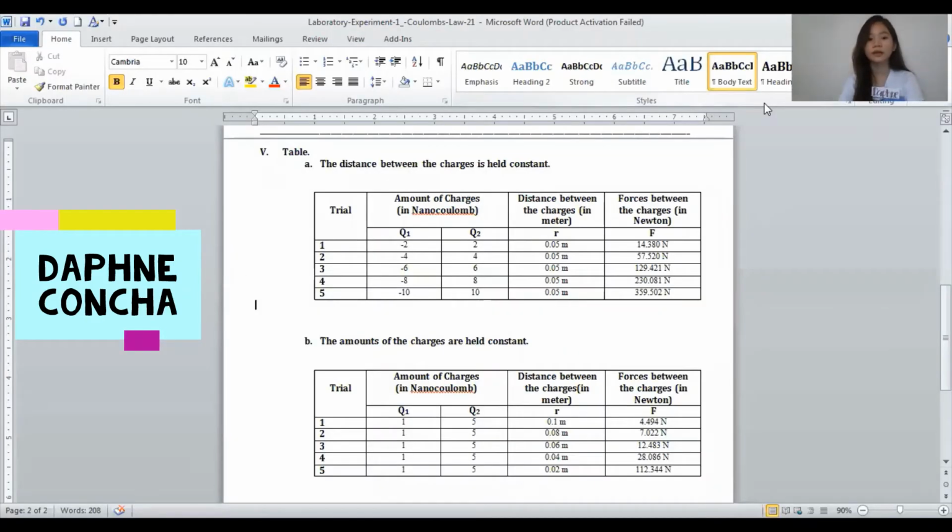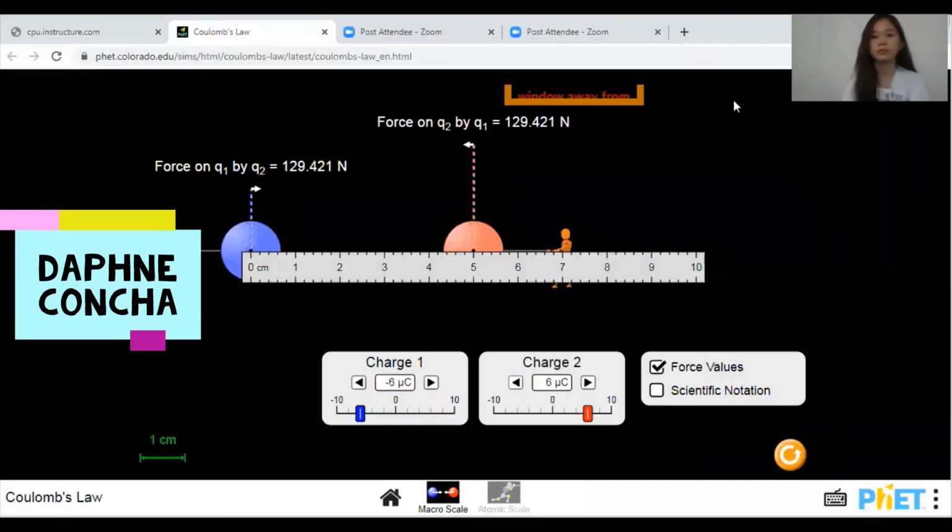For trial 3, the amount of charges for Q1 is equal to -6 and Q2 is equal to +6. The distance between the charges is equal to 0.05 meter, and the force between the charges is equal to 129.421 Newton. This is how we get the value for trial 3.